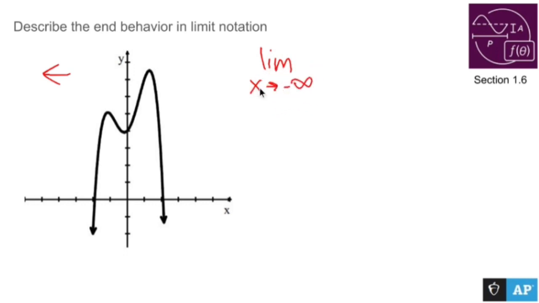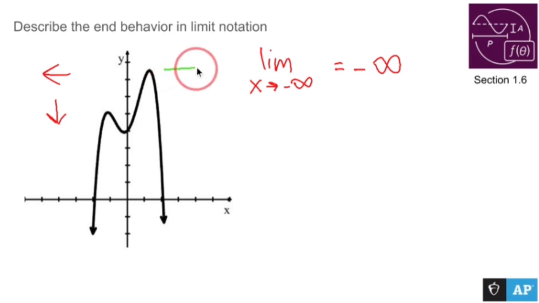That means x is heading towards negative infinity, moving to the left. My graph, as I move to the left, is going downward, which means it's heading towards negative infinity. So the limit as my picture moves to the left is going down to negative infinity. That's one side of the end behavior.